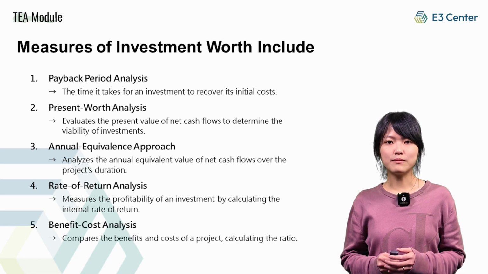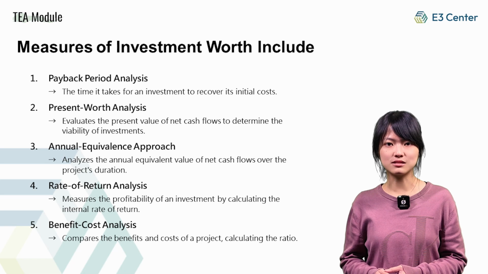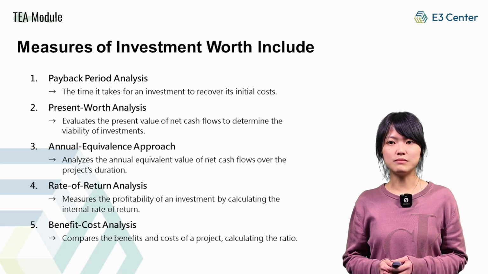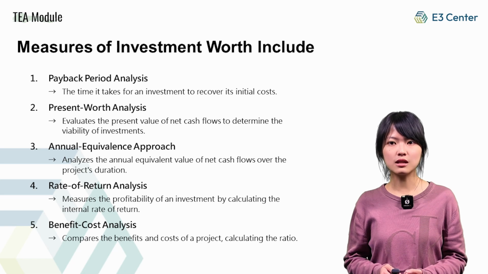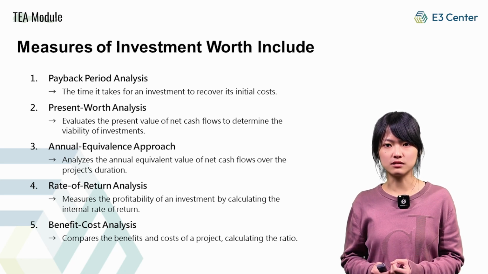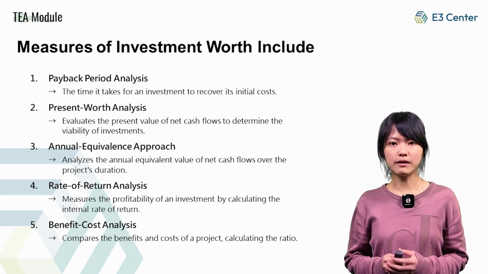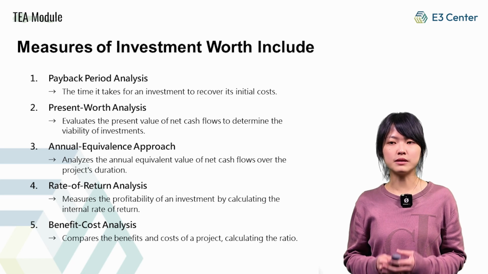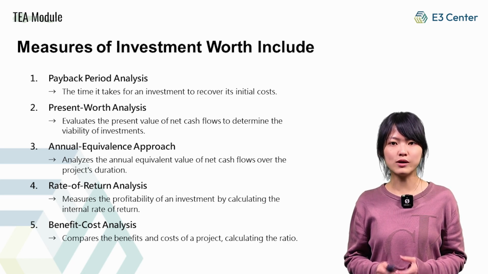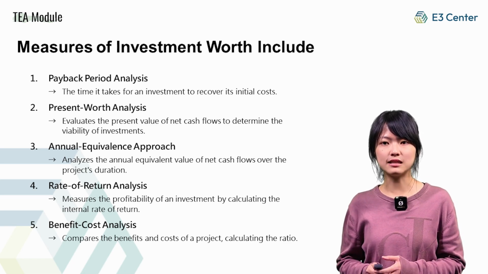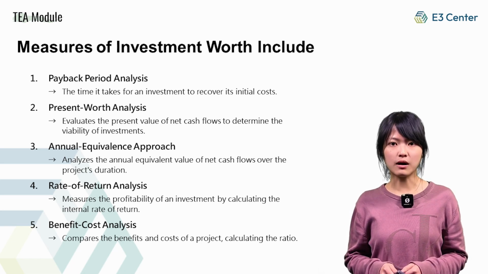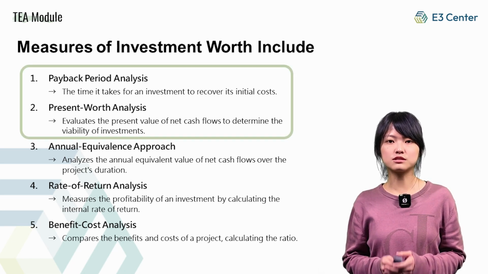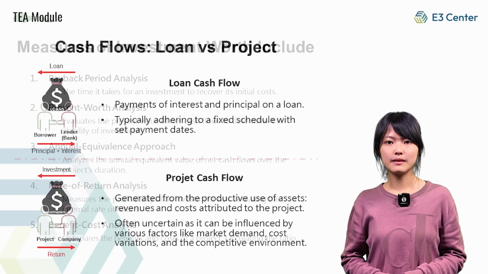The fifth one, benefit-cost ratio analysis, which is a critical metric that compares the benefit received from the project against the cost incurred. Each of these methods guides us in making informed decisions about where and how to invest in technologies for a sustainable future. And in this part, we will focus on the first 2, payback period and the present worth analysis.